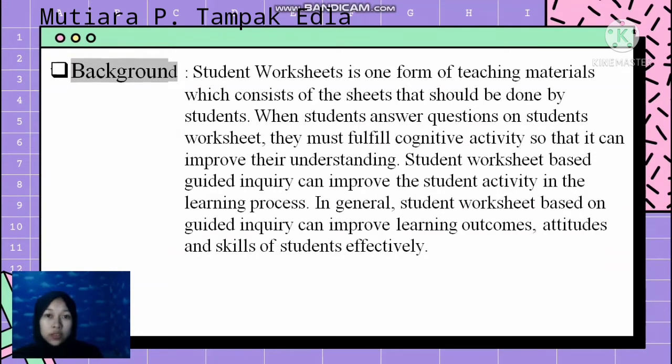Background. Student worksheet is one form of teaching materials which consists of sheets that should be done by students. When students answer questions on student worksheet, they must fulfill cognitive activity so that it can improve their understanding. Student worksheet-based guided inquiry can improve the student activity in the learning process. In general, student worksheet based on guided inquiry can improve learning outcomes, attitudes, and skill of students effectively.